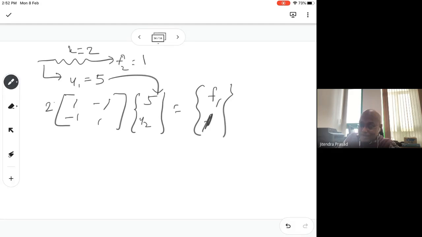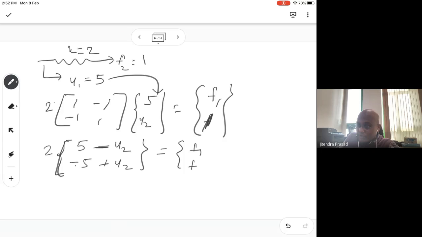Now what happens? We cannot ignore 5 now, because 5 will multiply here, 5 will multiply here. So in fact, we can write it like this, just to show you. So 2, and then we will have 5 minus U2, right? So 5 minus U2, and here this becomes a vector now. This will be -5 plus U2, right? Is equal to F1 and F2, F1 and 1.